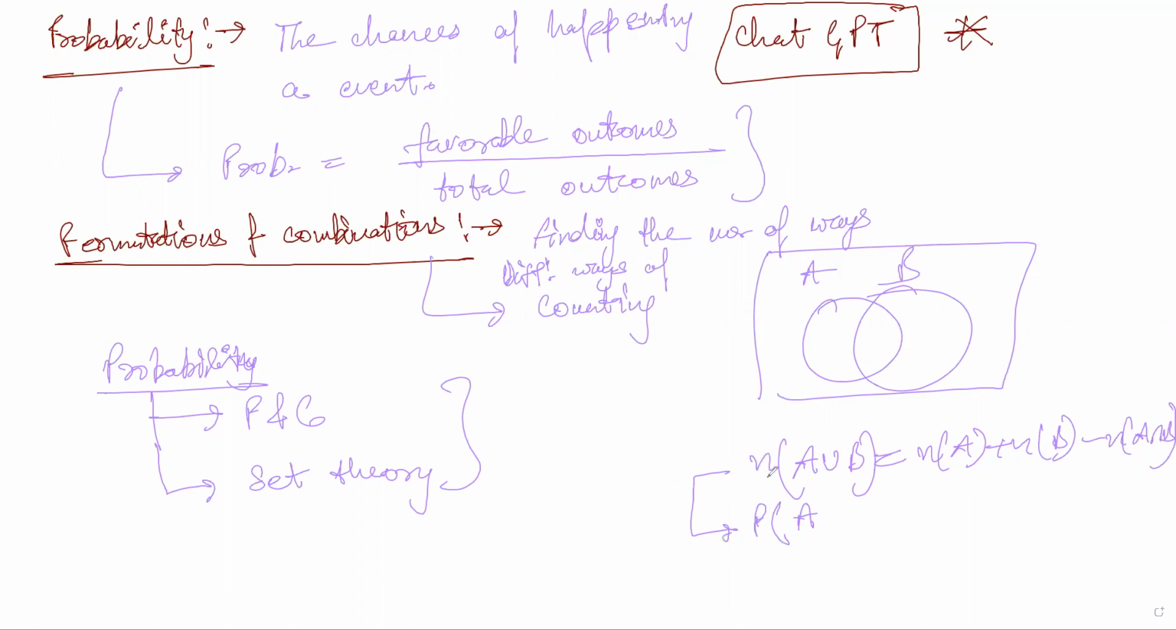There we wrote n for the number of elements in A union B. This n represents the number of elements in A union B. Here, we can use the same formula: probability of A union B is equal to probability of A plus probability of B minus probability of A intersection B. I'll show you tomorrow how we can write it like this. But every formula has the same application. That is why you need to brush up on set theory and PNC.